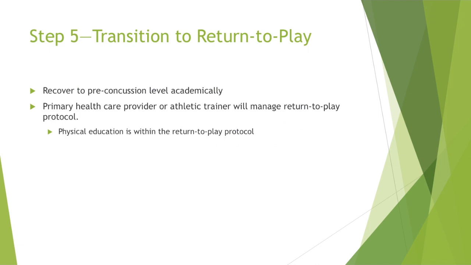Step 5, the transition to return to play. What does pre-concussion actually mean? Essentially, it means that the student no longer needs the accommodations provided in the return to learn protocol. Again, there's great value in communication with the classroom teachers, parent, and student as the student is progressing. Returning to the pre-concussion level typically is a gradual process and rarely is an abrupt return to full academic load.